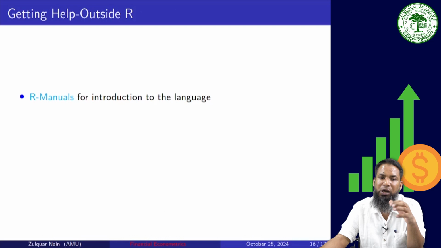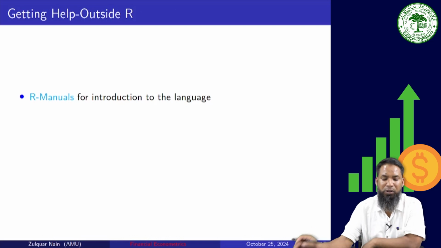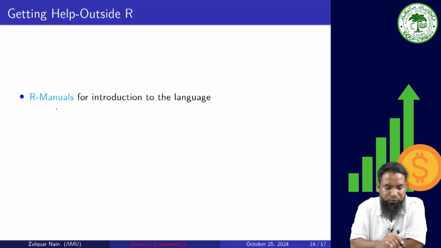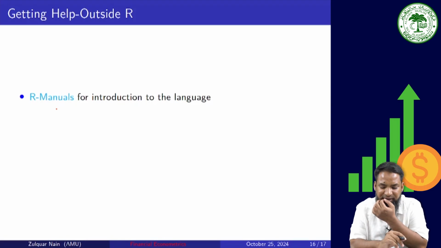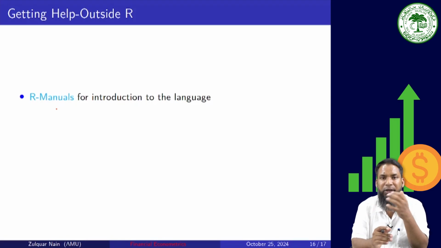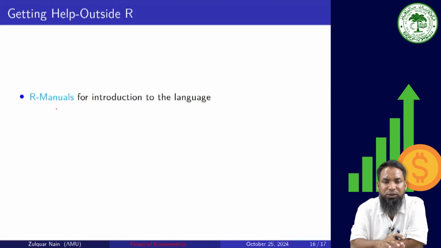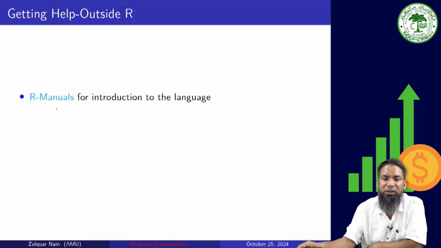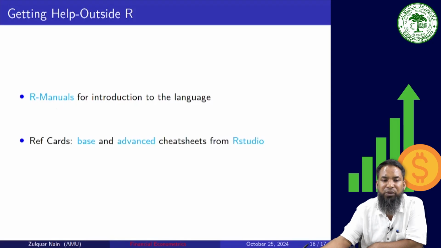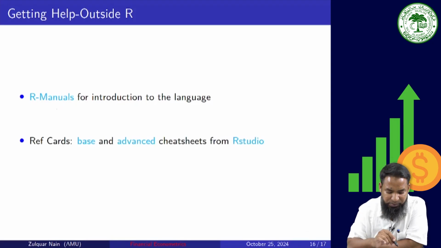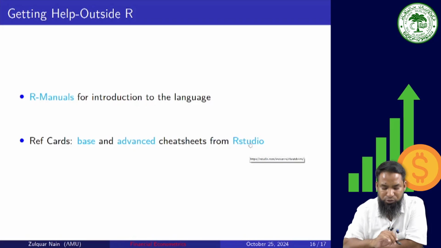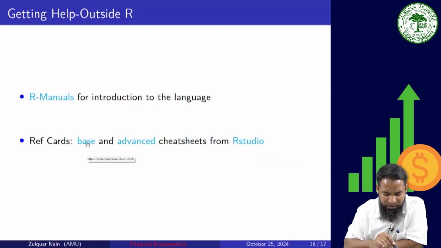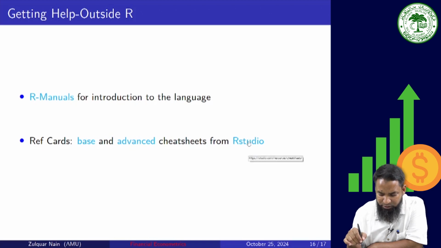Then getting help outside of R. So these are the links. If you click on this, you will get a link. So R manuals: for the introduction to the R language, we can explore the R manuals. The reference card is the base and advanced cheat sheets from RStudio. If you click here, this particular reference sheet comes up, or here, this will come up.